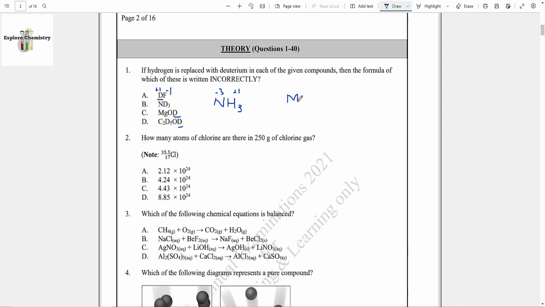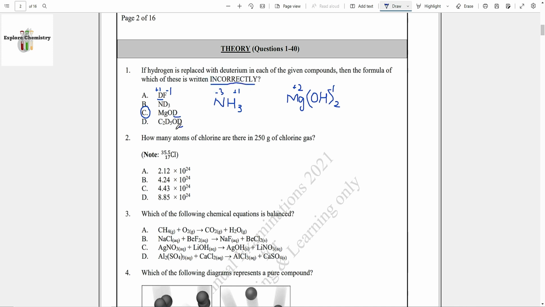Mg valency is +2. It is a group 2 element, so its valency is +2. OD means OH. It is a radical molecular ion. Its overall valency is -1. Oxygen is -2, hydrogen is +1, so it will make -1. So if we change valencies, this 2 should be written with OH. This should be the correct formula of magnesium hydroxide, not MgOH. So this formula is wrong, therefore this option is the correct option. We have to choose the incorrect formula.